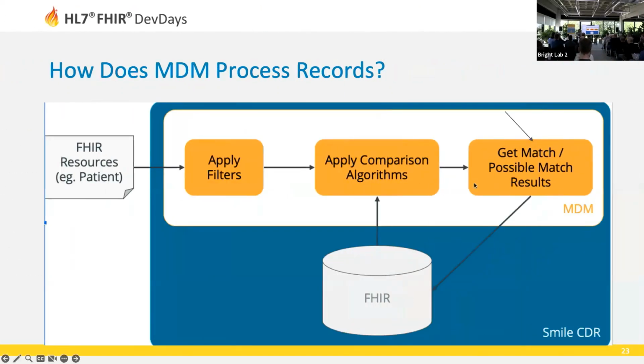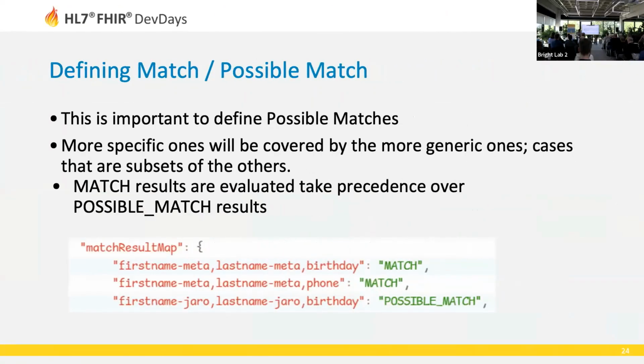Okay, and the last stage is get match and possible match results. There's a field called match result map, and there's a combination of fields that you define, and you would define the result as well. So again, it really depends on your database. Here you can use the variables that you define in the comparison and algorithm stage. Here, I think this person used the Metaphone algorithm, that's why the variable is called first name meta. And then I think they used Jaro-Winkler as well.